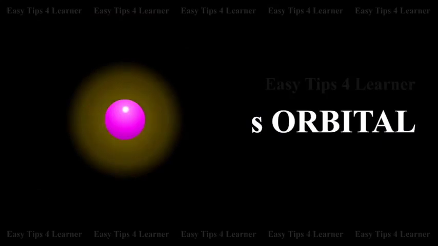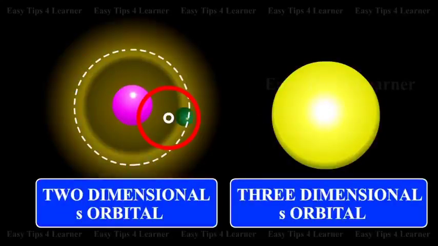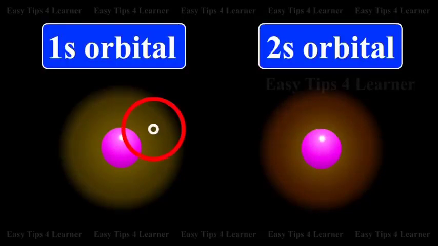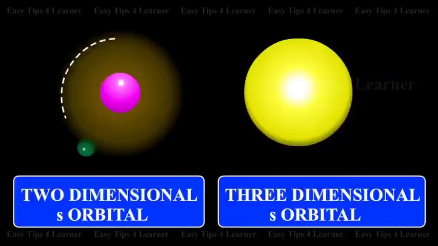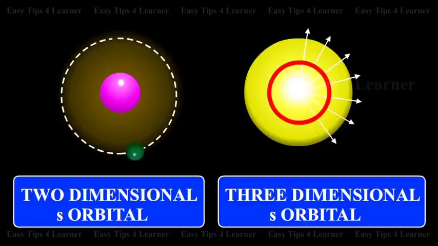Boundary surface diagram for s orbital is actually a sphere centered on the nucleus. In 2 dimensions, this sphere looks like a circle. It encloses a region in which the probability of finding the electron is about 90%. Thus we see that 1s and 2s orbitals are spherical in shape. In reality, all the s orbitals are spherically symmetric. That is, the probability of finding the electron at a given distance is equal in all the directions.